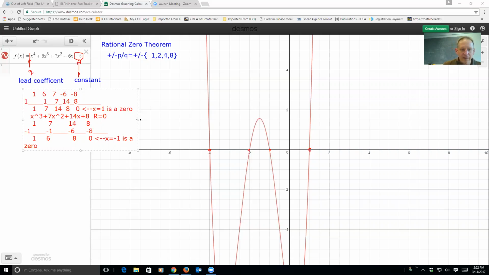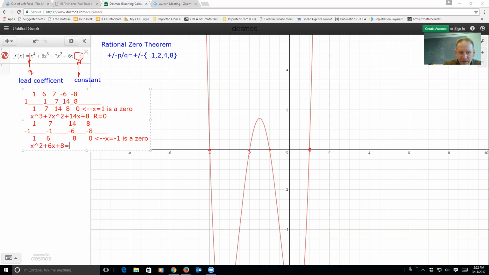All right. So I told you you only had to do this 2 times for this one because what we have left is a quadratic, and we know how to solve quadratics. That's why it was important to know the quadratic formula or factoring. So we have an x squared plus 6x plus 8. So that's our last polynomial.